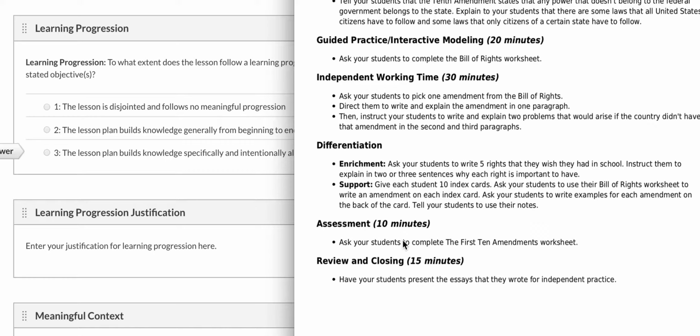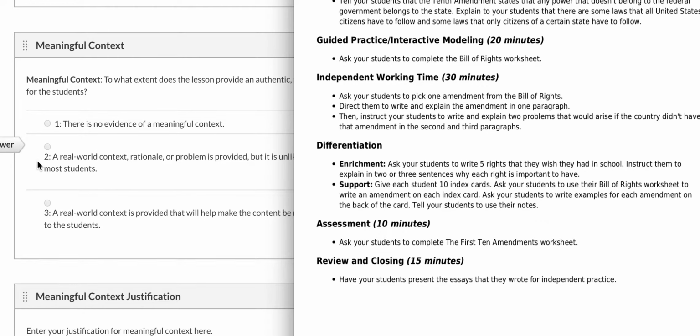The assessment isn't usually connected to that, but it could be. And so if you wanted to connect the assessment, you could go down to a 2, but otherwise I think a 3 is the best way to go.